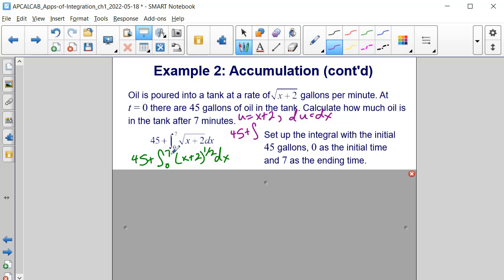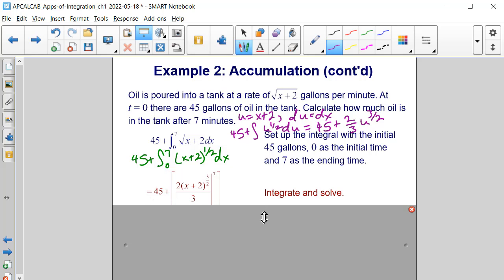So now we're going to have 45 plus the integral. I'm going to ignore rewriting the lower and upper bounds in terms of u, because I'm going to use the x values, like I'm going to substitute x back in. So we'll have u to the 1/2 du, and if we integrate that, we're still going to have the 45 out in front, plus we'll have 2/3 u to the 3/2. And now let's substitute u back in to be x plus 2.